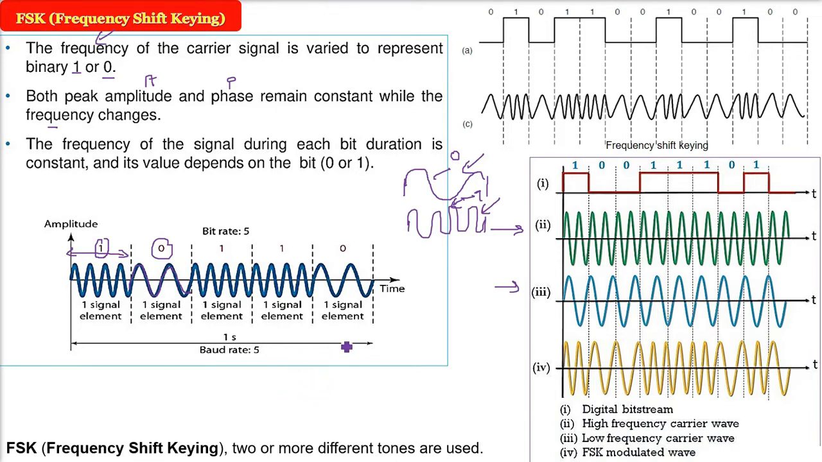So now you see a picture here. This is again an example. This is a bit stream. Now we have two carrier waves, a high frequency carrier wave, which is very high frequency, the number of oscillations is higher, and a low frequency carrier wave, the number of oscillations per second is less. When you do the FSK, whenever 1 is there, the high frequency will be shown. Whenever 0 is there, the low frequency will be sent to the receiver, and that is how it deciphers it.